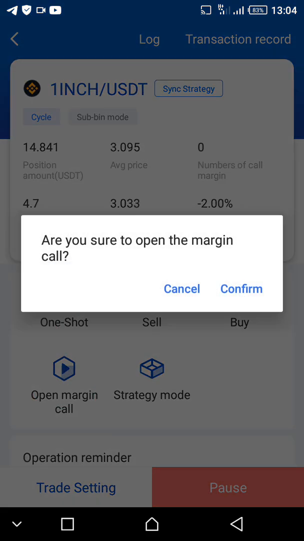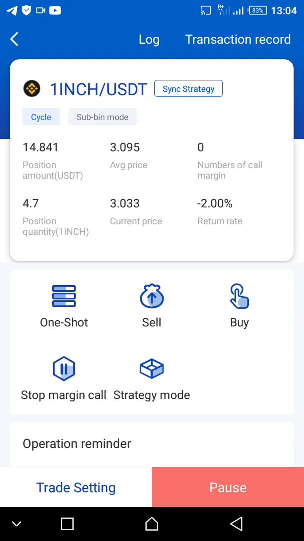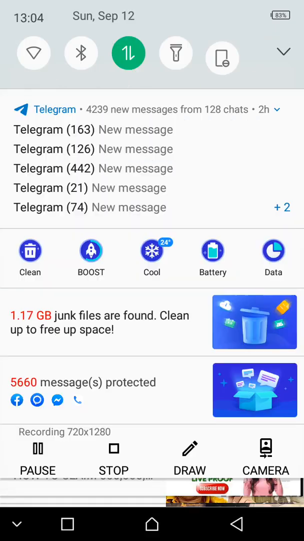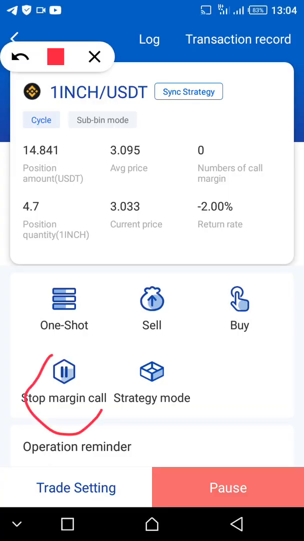This one is open margin position. This is where you can stop an open margin call position. I will explain what all of this means, don't worry. Now, this is where you open margin call position. What is margin call position? It is the number of times you want it to buy at different percentages when the price goes down. If the price goes down, how many times do you want it to buy? Do you understand? The quantity you want it to buy when the price drops by a percentage.